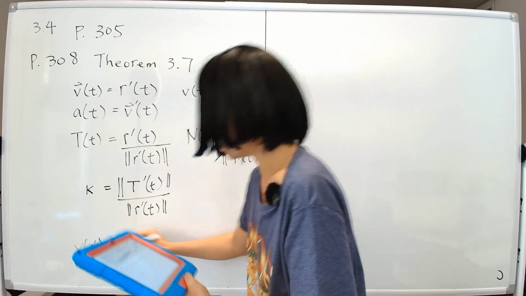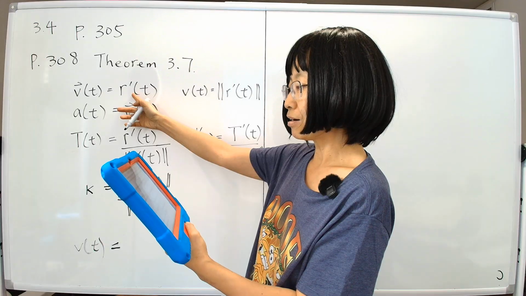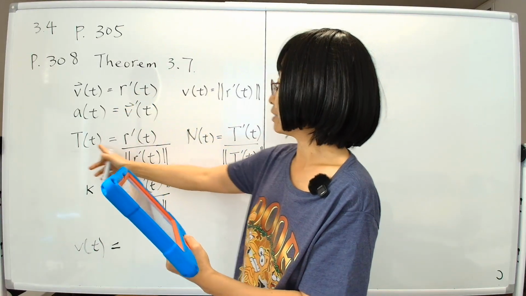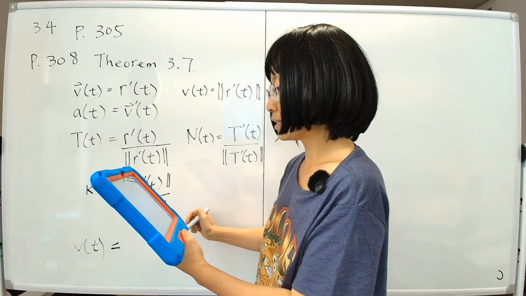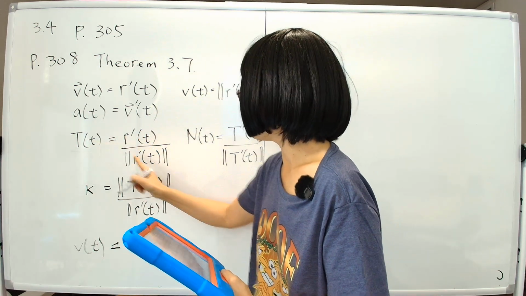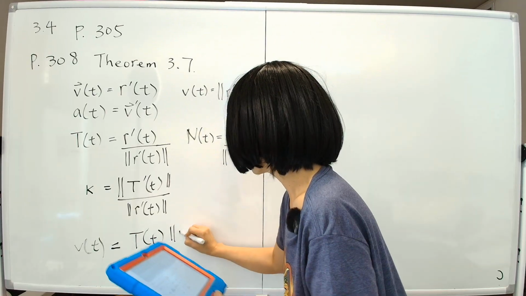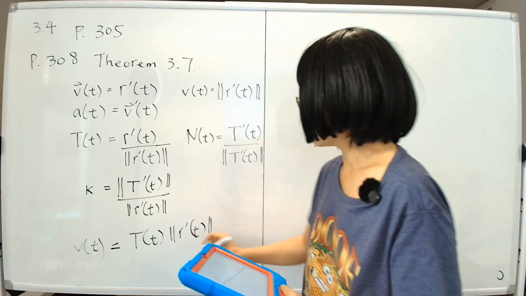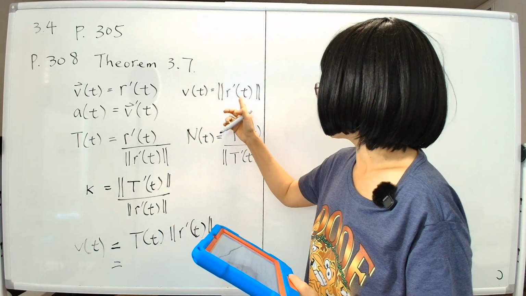looking at the equation that we already have. V of t is r prime of t, right? And then r prime of t is equal to, right here, T of t times the magnitude of r prime of t, okay? So v of t then equals, going from here, T of t times the magnitude of r prime of t. I'll write that down. Which then we can rewrite this thing as, what is this thing?